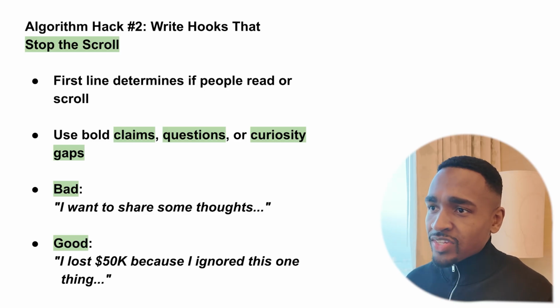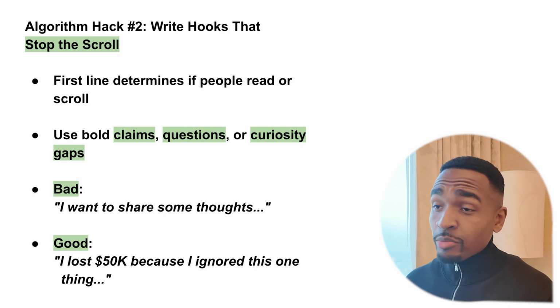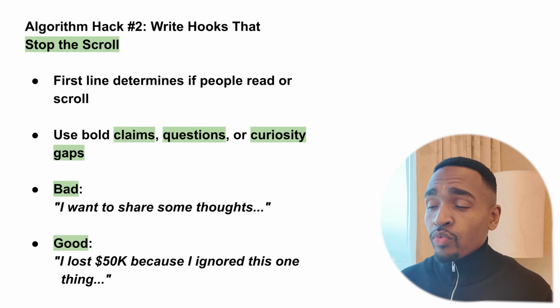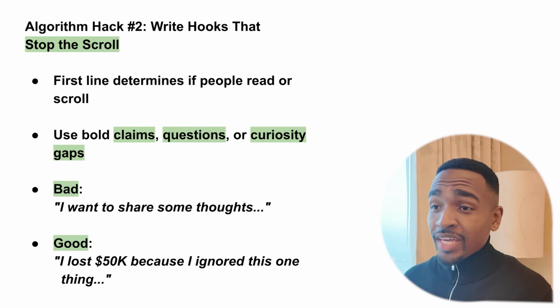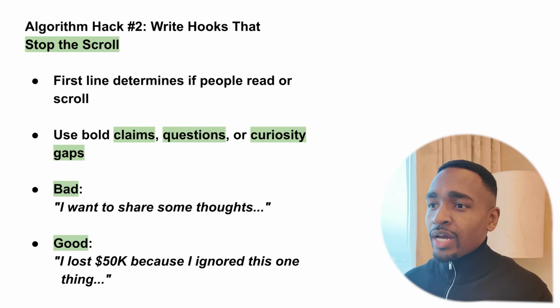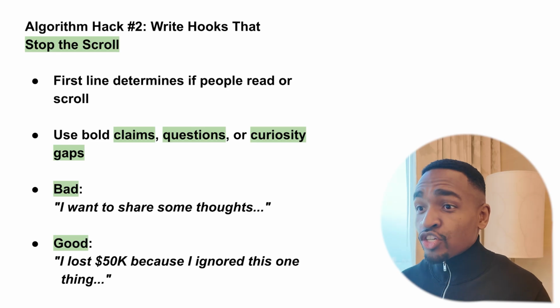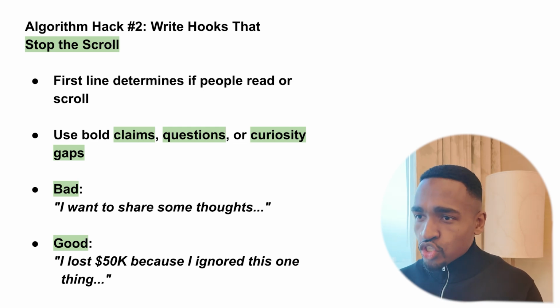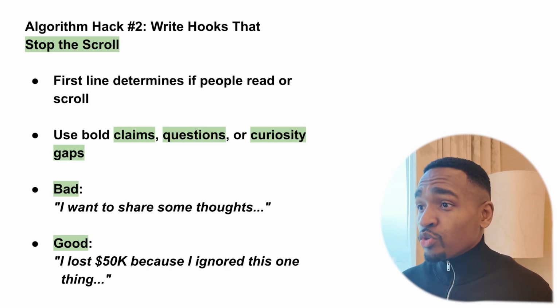Now, with that said, here's the second algorithm hack: write hooks that stop the scroll. The first line of your post is arguably the most important line, because it determines whether people stop and read or they keep scrolling. So if your first line is just boring and generic, people will scroll past it, you'll get no engagement and no reach. A bad hook would be something like, I want to share some thoughts on LinkedIn strategy. Nobody cares, they'll just keep scrolling. Whereas a great hook could be, I lost 50K because I ignored this one thing about LinkedIn's algorithm. Now you're going to have someone's attention because they want to know what that one thing is. So use bold claims, questions, or curiosity gaps to stop the scroll, because when people stop and read, they're more likely to engage, and then that engagement will trigger the algorithm.